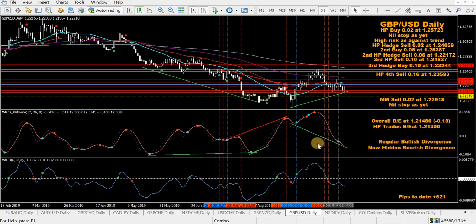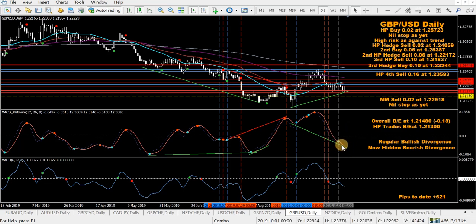Pound USD, another one that's got lots of trades going on, very messy. Pause the video, have a read. Here's my overall break even levels. We're down minus 0.18, so price is heading in the right direction at the moment.